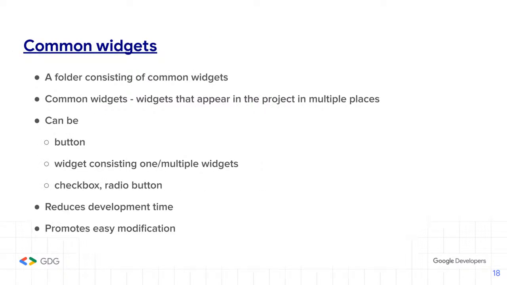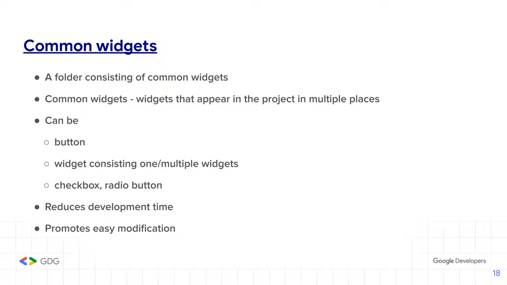And lastly, I want to talk about common widgets. Common widgets are something that has reduced the development time for me. It's just helped me a lot. Common widgets are basically widgets that appear in multiple places in your project. For example, a button. A button of a particular design can be generalized into a widget.